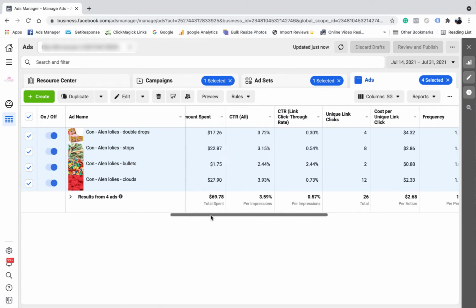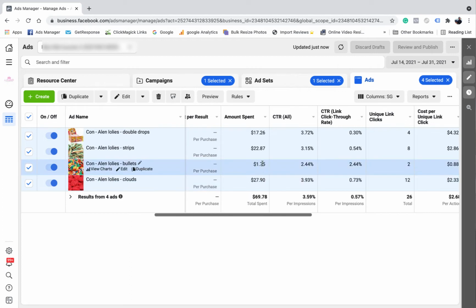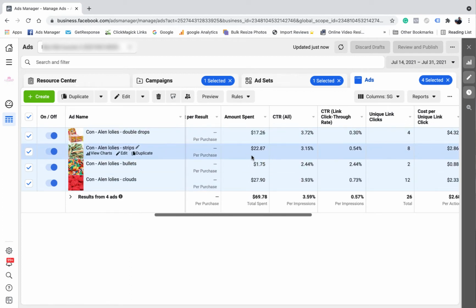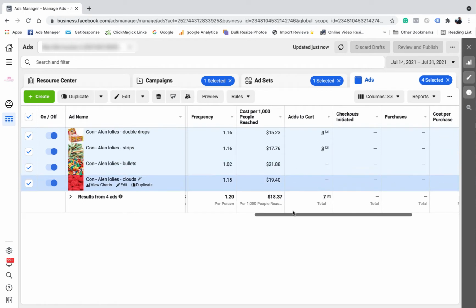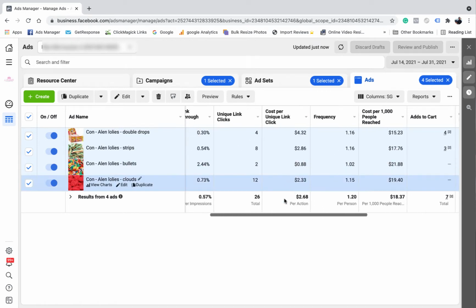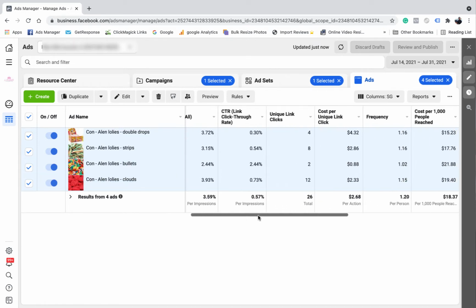But then you've got to look down here and see that it only spent $1.75, so it's not the best indication. Maybe if that spent $20, then that price might go up a bit, so you've got to keep that in mind too. Just because it is 80 cents doesn't mean it's the better one, it just didn't spend much money on it.